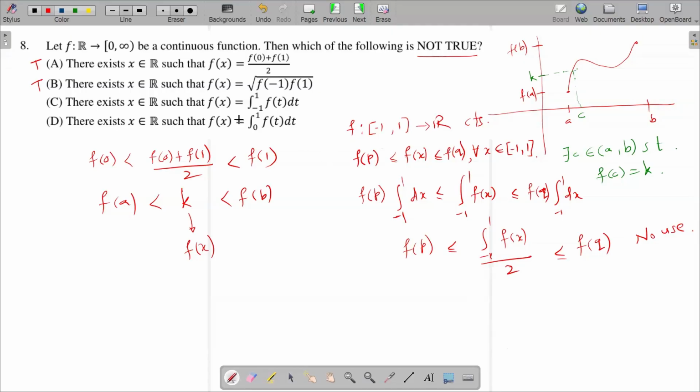So you can try D first. Can I try D? If I would have the same lines, I would have had 0 to 1, and the integral from 0 to 1 is 1. So this 2 will not be there, it will be just 1, and it will hold true for f(x). So this will be true.